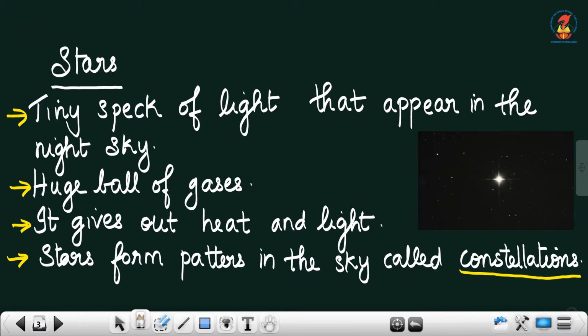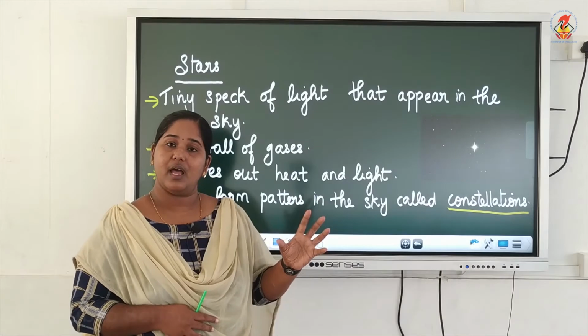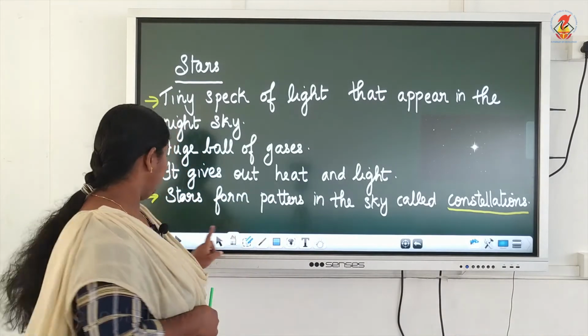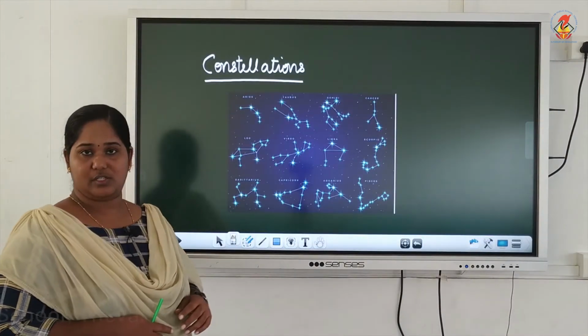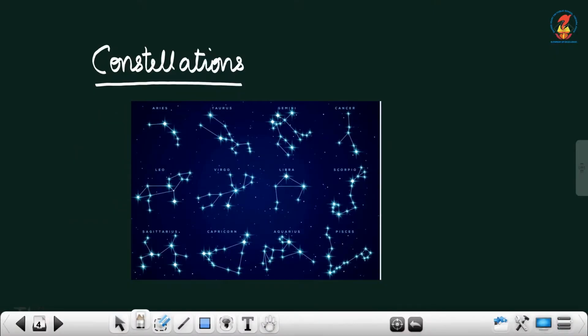Sometimes these stars form patterns in the sky. Certain patterns or arrangements are made by these stars. They are arranged in a specific way in the sky, and that is termed as constellations. Okay? The stars form patterns in the sky, these patterns are called constellations. I'll show you the pictures of some constellations. I hope it is clear.